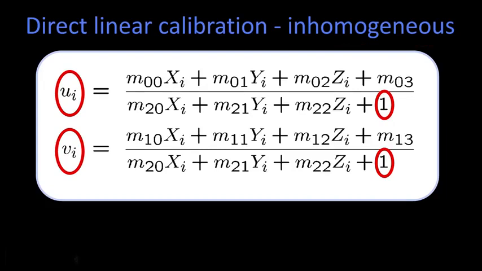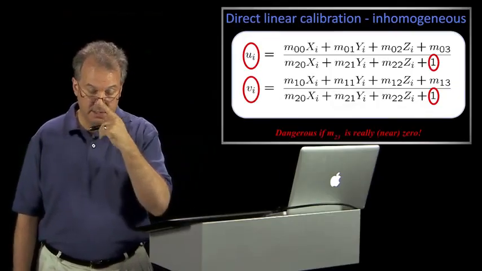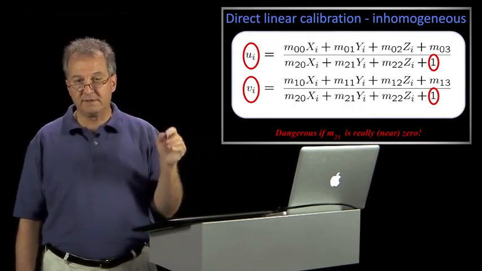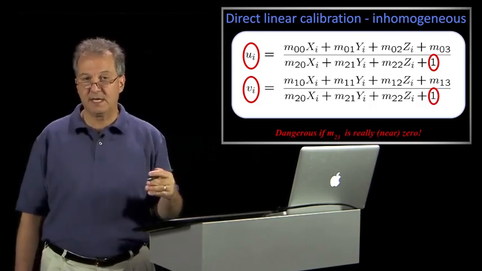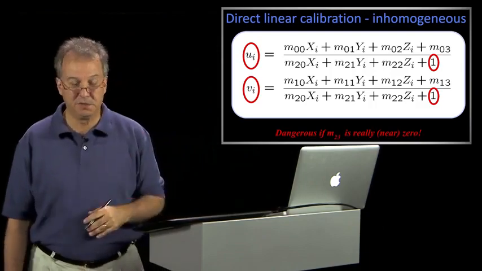And one of the reasons this is not as good is suppose the original M23 was supposed to be much, much smaller than the other values, that is, close to 0 compared to the others. Well, you've just set a number that was supposed to be really close to 0 to 1. That's dangerous with respect to numerical stability. So in general, and also in terms of overall minimization, doing the singular value decomposition or doing the eigenvector finding on A transpose A is the preferred method. And by the way, it's one line in MATLAB, so you might as well just do it.